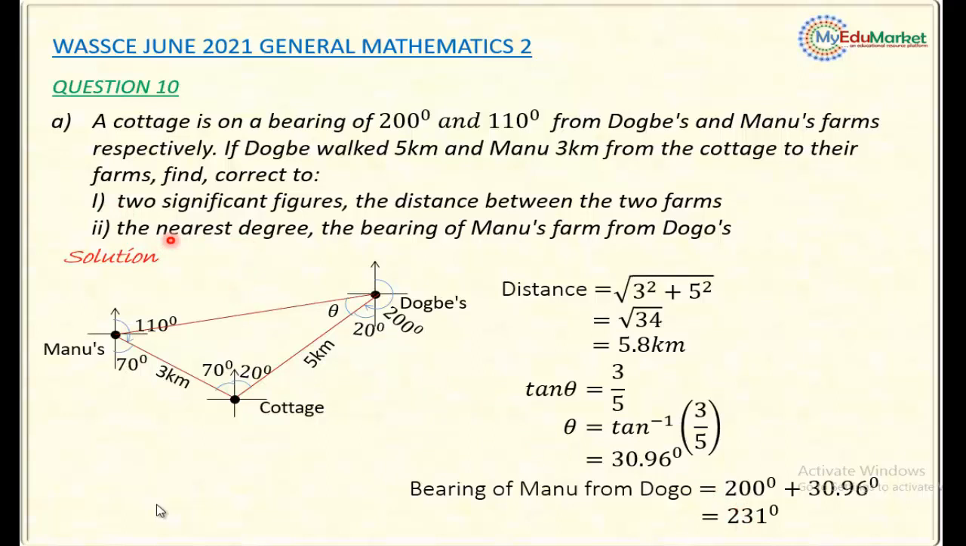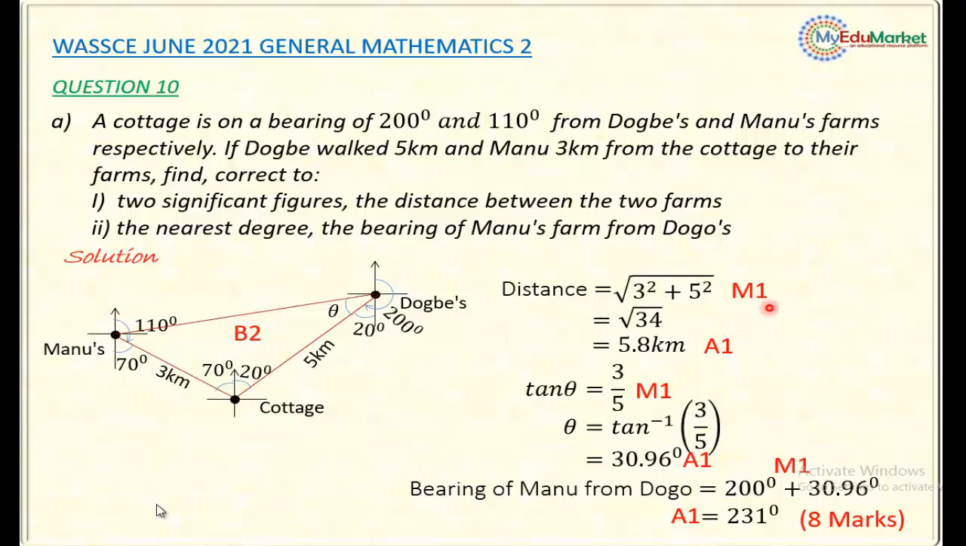So let us see the mark distribution of this very question according to the marking scheme of WAEC. On the first mark is bonus 2 marks for the drawing. Bonus 2 marks for the drawing. Some distances like 5 kilometers, 3 kilometers must be indicated. The angles given, 200 and 110, must also be indicated correctly, and the positions of those 3 points must also be written. So you have bonus 2 marks.